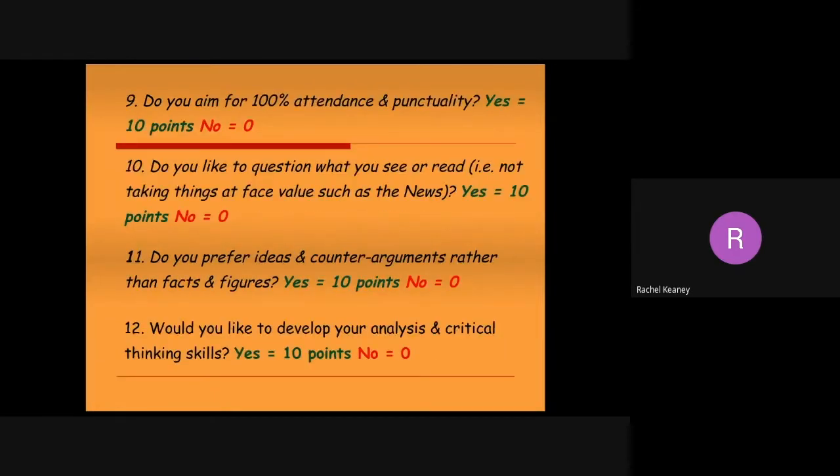So do you aim for 100% attendance and punctuality? A yes would score you 10 and no is 0. Do you like to question what you see or read? That is not taking things at face value, such as the news. So yes for 10 and no is a 0.